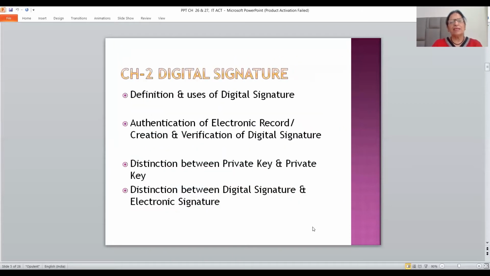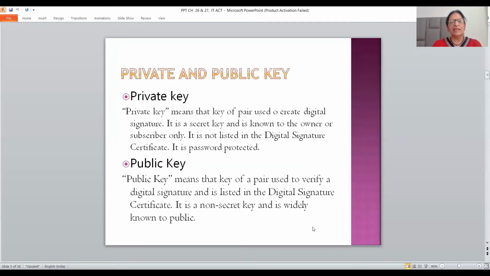The second chapter is digital signatures. 3 questions are very important from this chapter, which have been asked in the previous year papers. Definition and uses of digital signature; authentication of electronic record, or creation and verification of digital signature; then distinguish between private key and public key; and distinguish between digital signature and electronic signature.